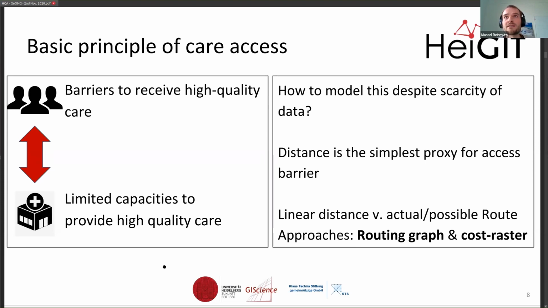So in our analysis, in our case studies, we go for distance as the simplest proxy for access barrier. And I mean, some of you probably are GIS people. We could do a classic buffer analysis using linear distance around our source points, in this domain health facilities. But we wanted to go for the actual possible route. And for this we used a routing graph, a vector isochrone, and a cost raster.